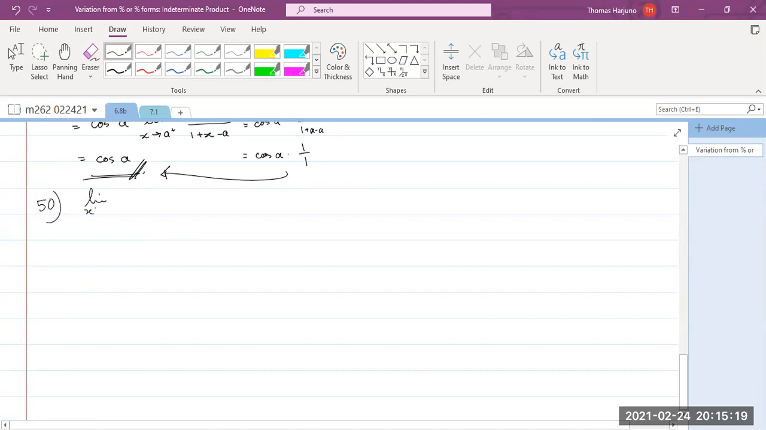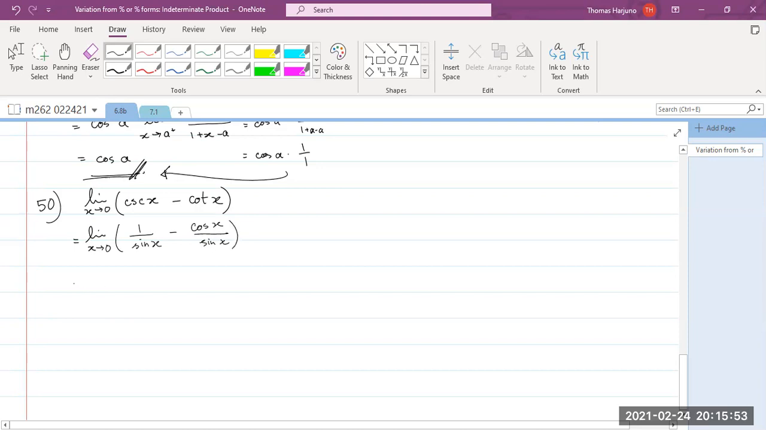Limit x approaching 0 of cosecant x minus cotangent x. Now, both of them are undefined though. Yeah, both of them undefined. So undefined minus undefined is so undefined. Instead of doing it this way, let's break it up a bit further. This is 1 over sine. This is cosine over sine.